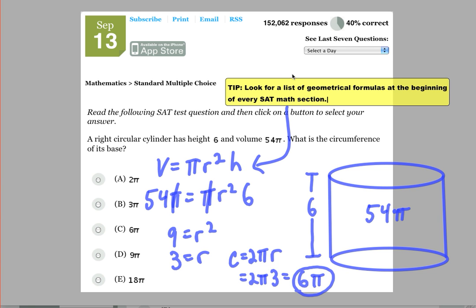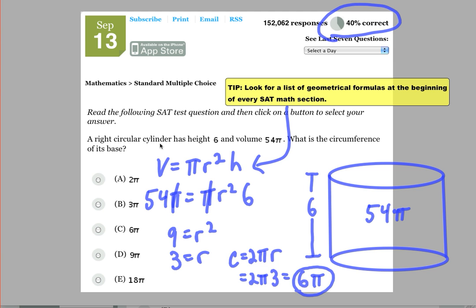Hi everyone, so we're here today for the SAT question of the day for September 13th, 2011. 40% of students answered this one correctly. So kind of a hard question, it's a math question, so let's go ahead and read it.